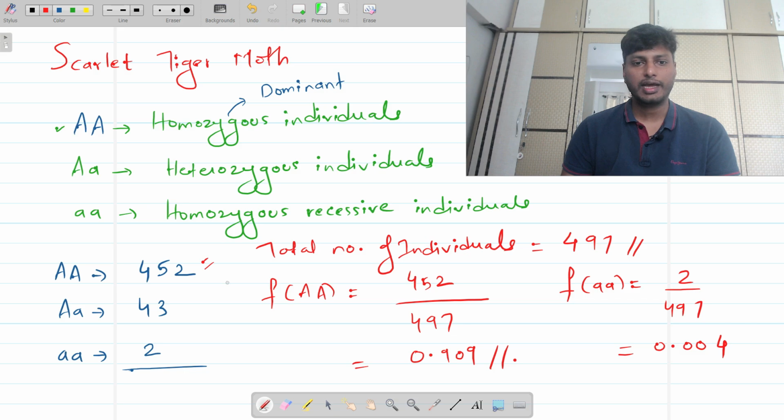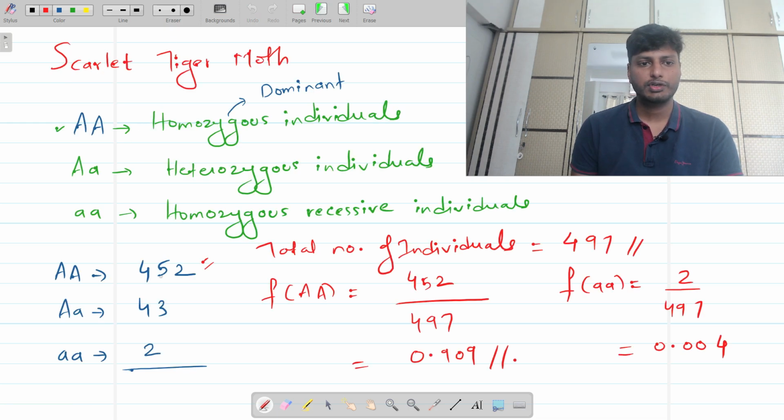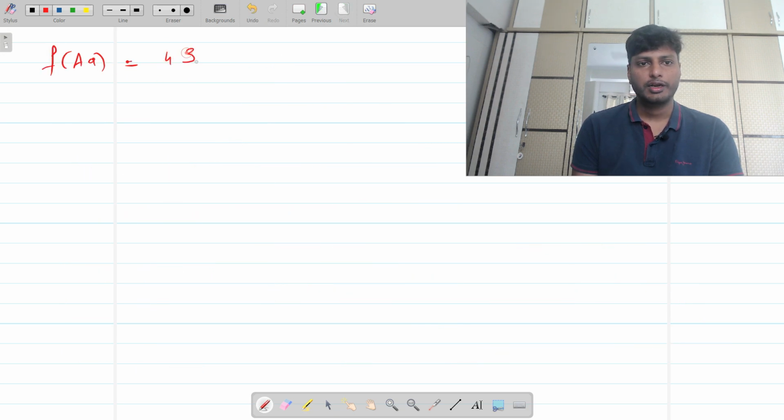So now it is clear that the frequency of homozygous dominant individuals is 0.909 and the frequency of homozygous recessive individuals is 0.004. We can also calculate the frequency of heterozygous individuals. The heterozygous individuals were 43 in number, so it will be 43 divided by 497. It will be coming around 0.087.